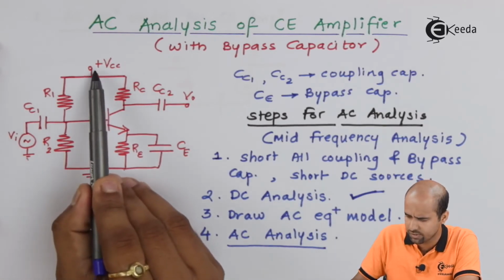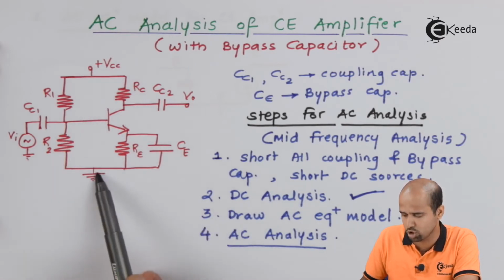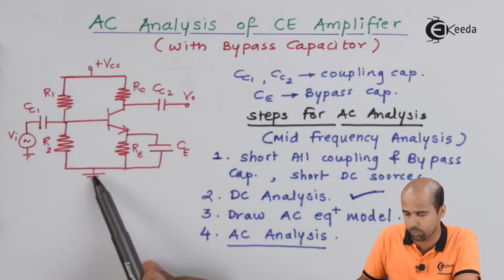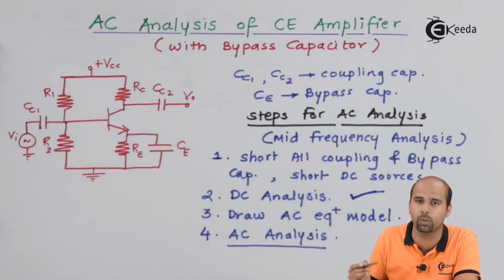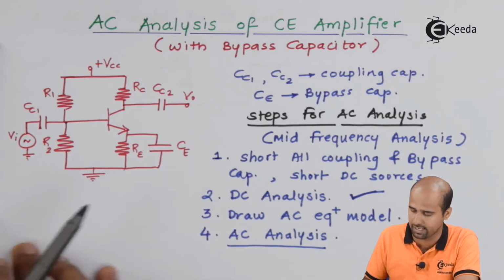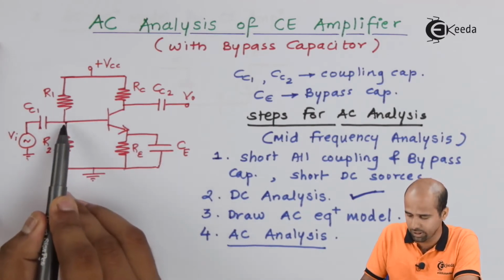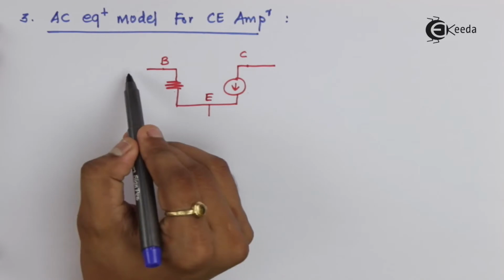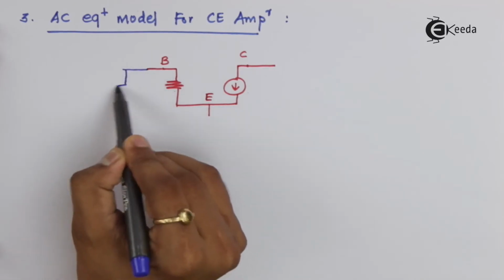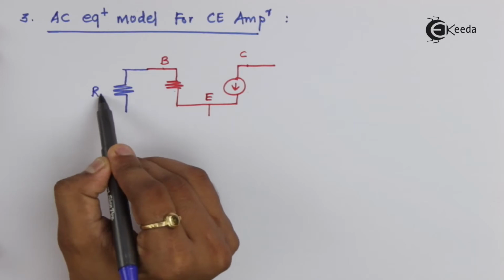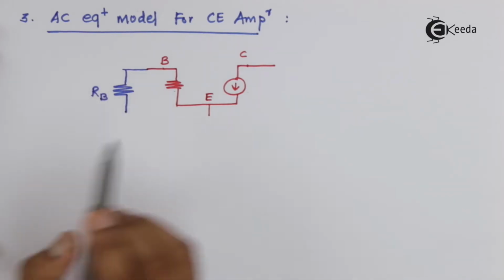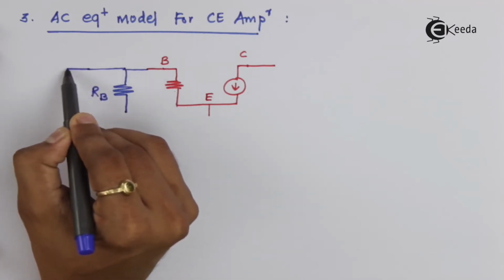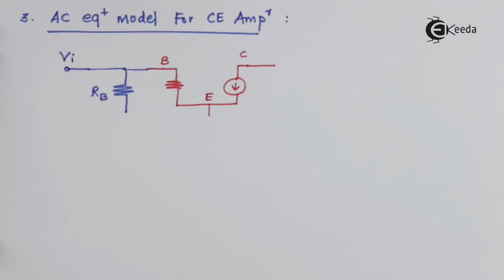Obviously this VCC is connected to ground and this R2 is also connected to ground, and one of the node is common. So this node is also common and this node is also common. R1 parallel R2 will become RB, and RB will be at the base side. So it's in between base and the input. So we'll draw here this resistance RB, and it is connected to ground.